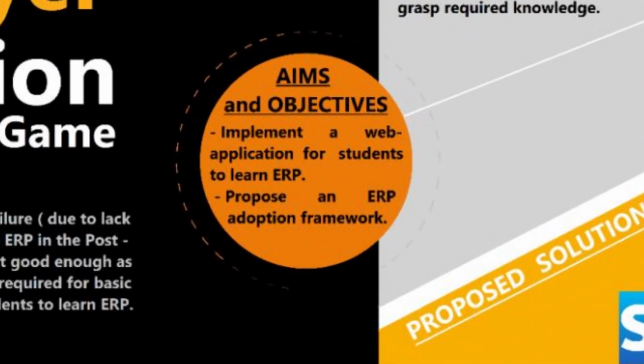Aims and objectives. Now that we know about the problem statement, I set some objectives that I want to achieve throughout this project. The main goal is to implement a responsive web-based application that will allow students to learn ERP. And to implement such an application, an ERP framework must be adopted, and this concludes the aim and objectives part.